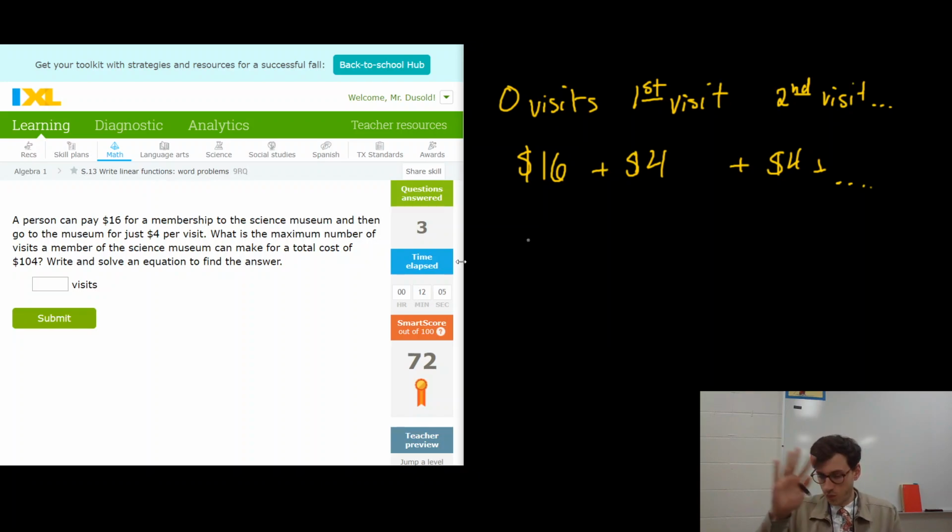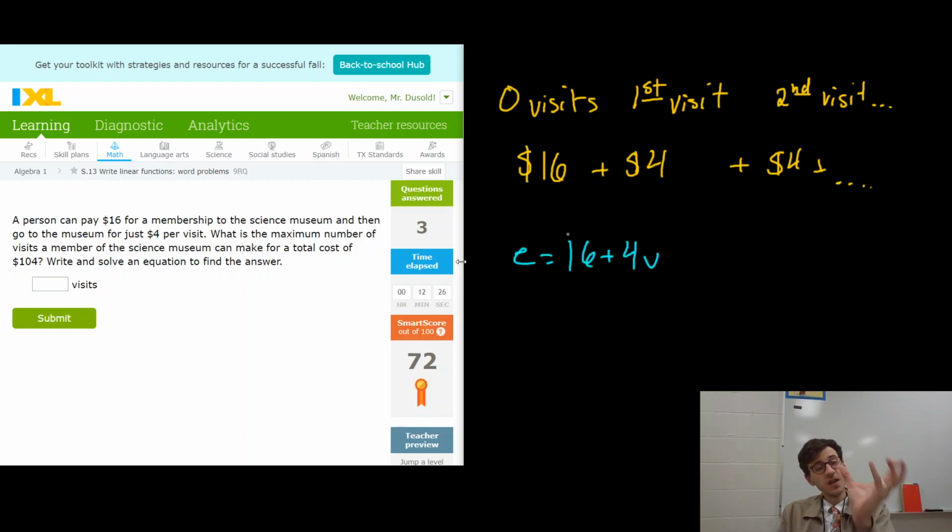So let's try to write our function. The cost is equal to this membership fee plus $4 a visit times the number of visits that you go on. I guess that should have been blue. We'll keep it consistent, people. I'm trying. C equals 16 plus 4V, right? $16 plus 4 times the number of visits. So if we went on 2 visits, it'd be 16 plus 2 times 4, or 8, which would be 24.